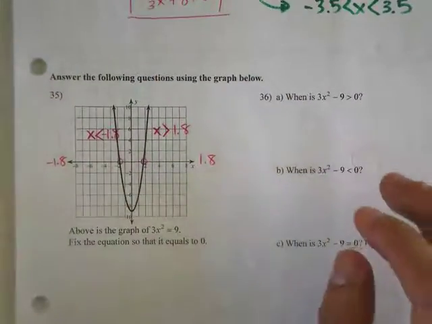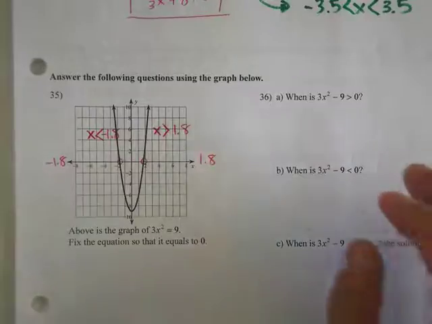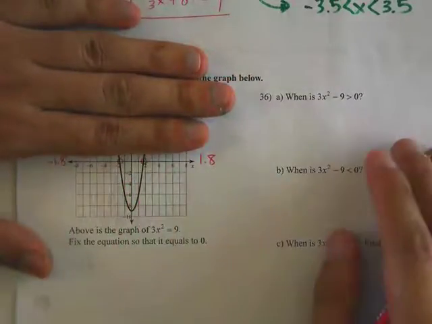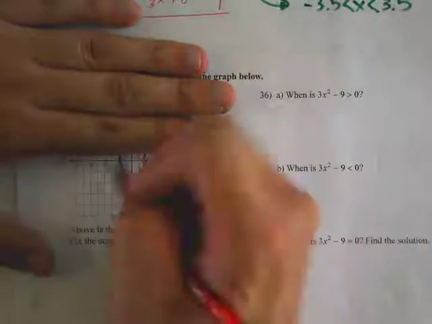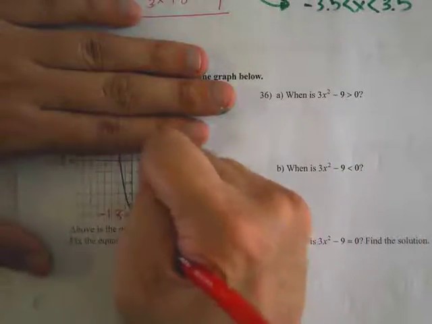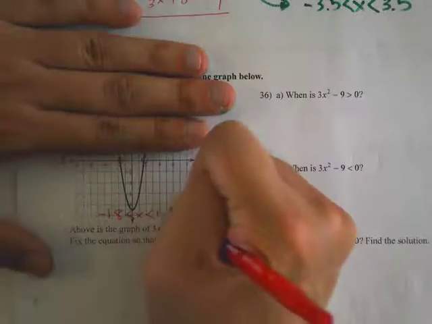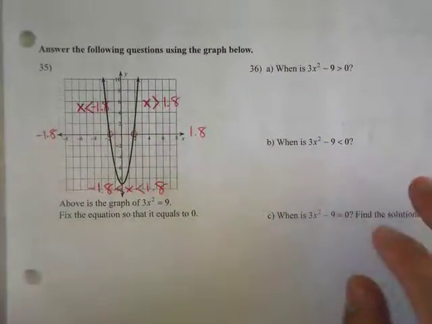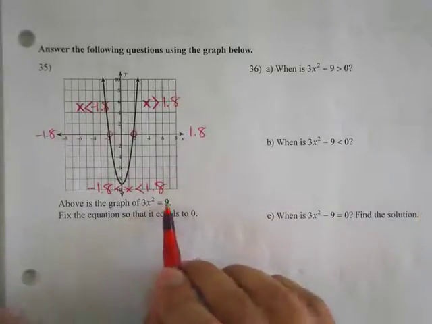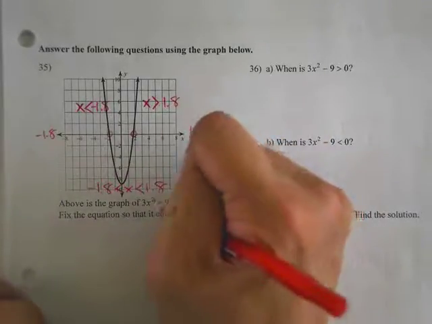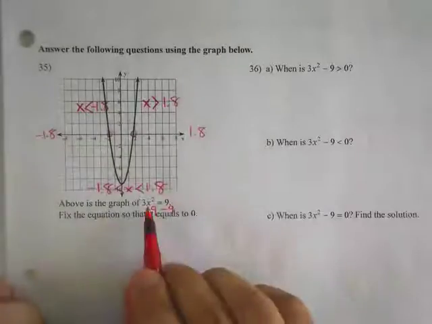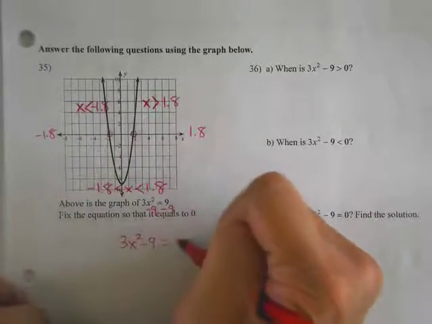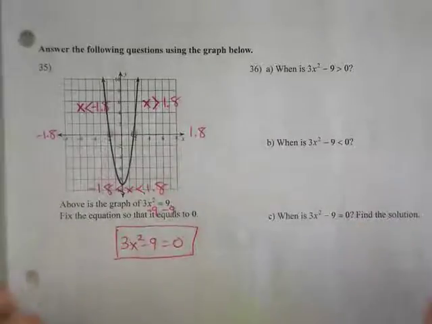Okay. Now let's go do the bottom. It's one long piece, just like on number 33's top portion. So this one long piece will be negative 1.8 less than x less than 1.8. Okay. Fix the equation so that it equals 0. Opposite of positive 9 is negative 9. These are not like terms, so 3x squared minus 9 is equal to 0. That's all we can do on that one.